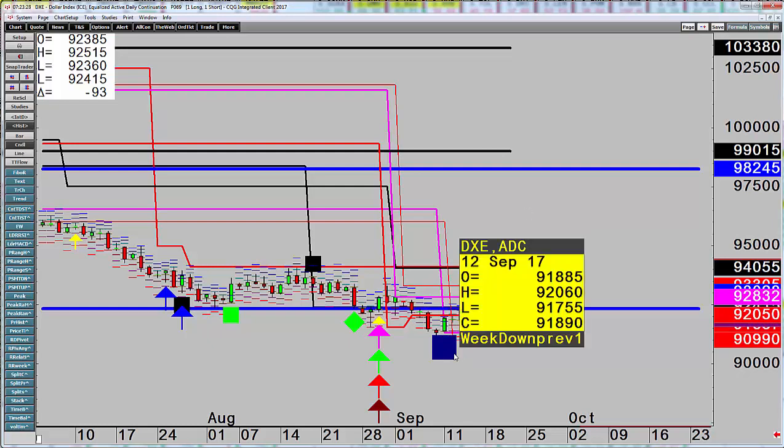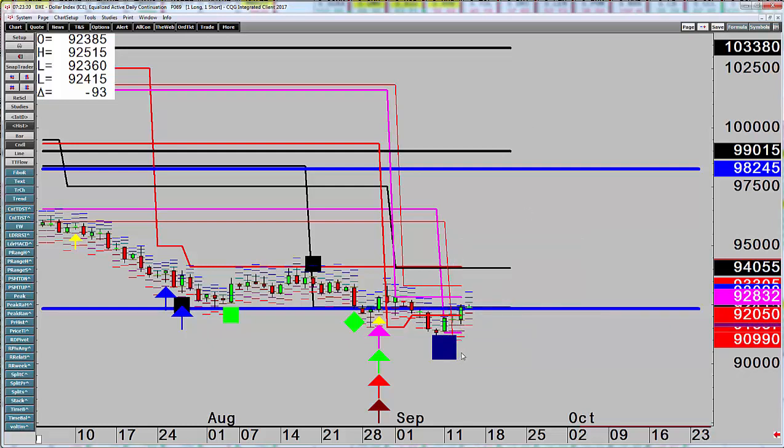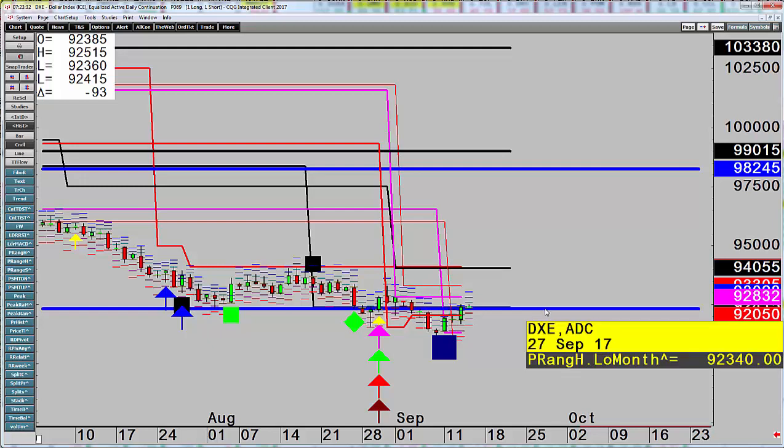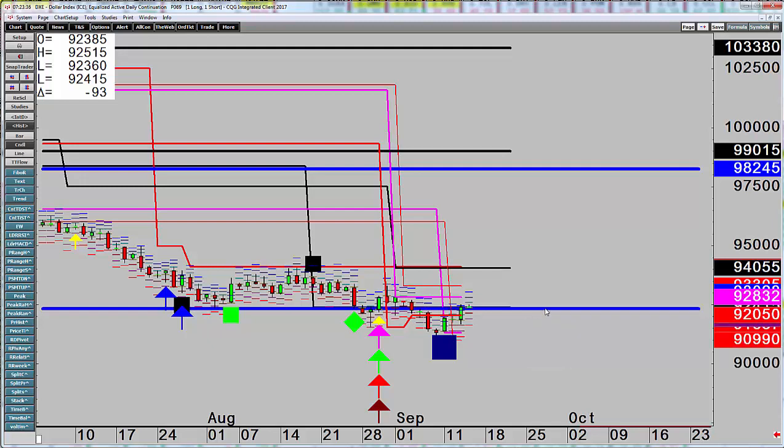We also have a range relativity extreme in the dollar index, and we have this major monthly level at 92.34. And yesterday we managed to close above it, not by a great deal, and now we're not really doing very much overnight.